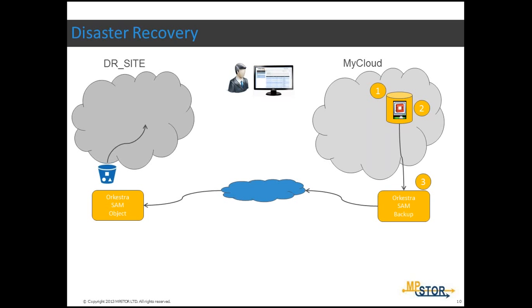So step 3, we're going to use the Orkestra backup tool to back up that volume to an object store and stick it into a particular bucket. And that backup will be a backup of that virtual machine at T0.